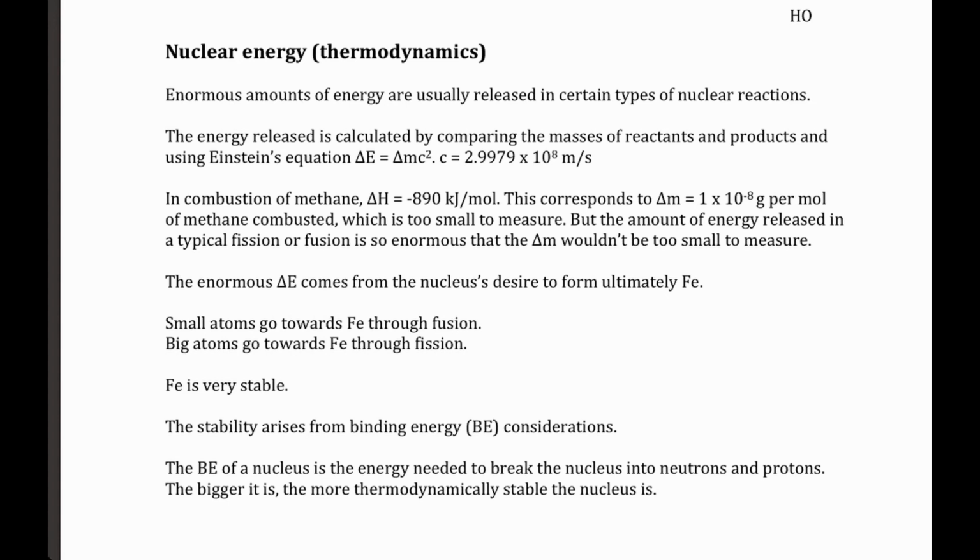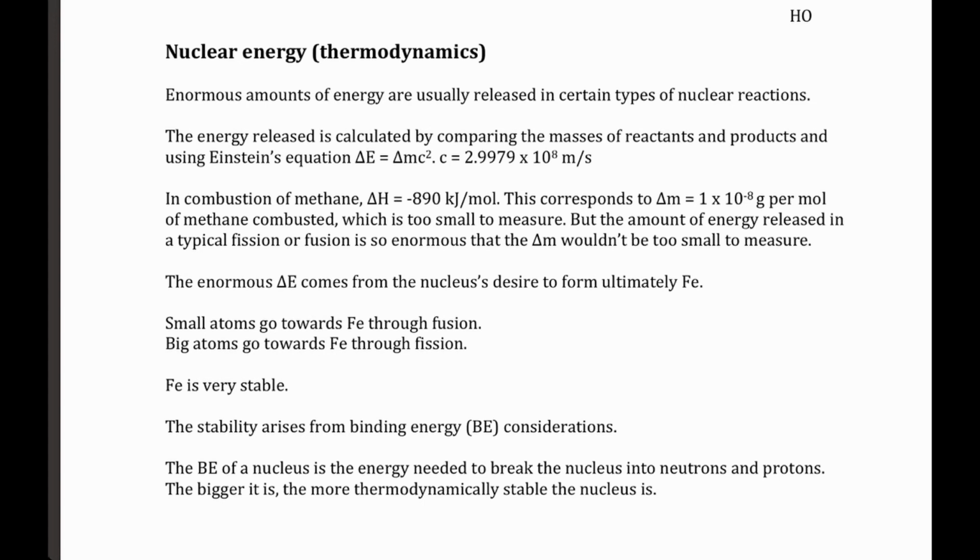But the amount of energy released in a typical fission or fusion reaction is so enormous that delta M isn't so small to be measured. There's more of a sizable mass change given the much larger energy change. The enormous energy release, the delta E, comes from the nucleus's desire to ultimately form iron.